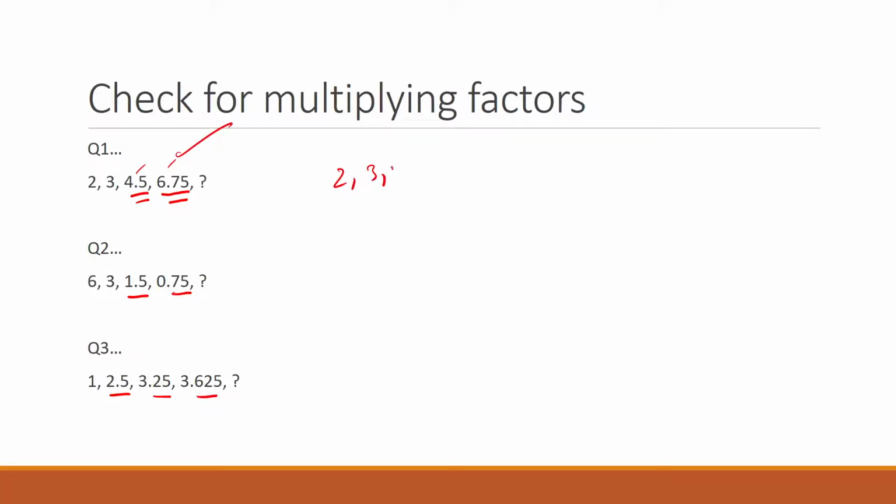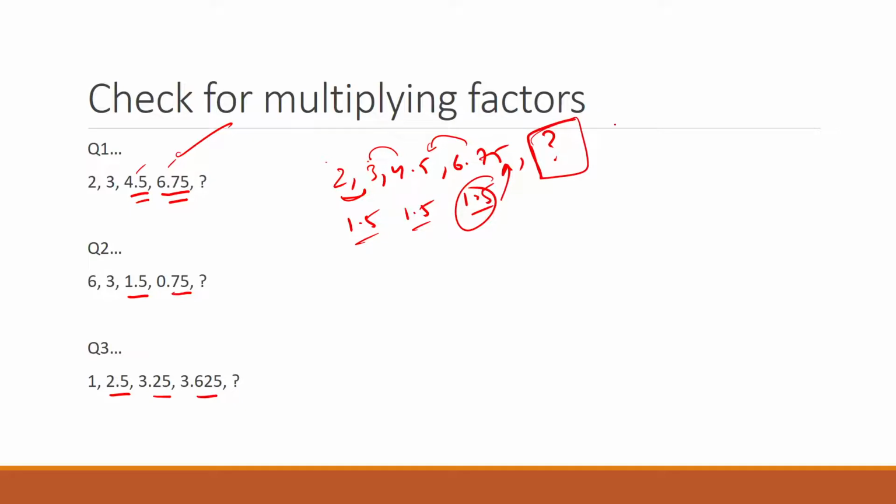So let's start with the first question. 2, 3, 4.5, 6.75. If you divide the second term with the first one, this will be 1.5. Divide the third with the second, it's again 1.5. 6.75 with 4.5 will again give you 1.5. You can use the calculator for this. And what will be the next term? Simple. You multiply the last term with 1.5, that will give you the answer.